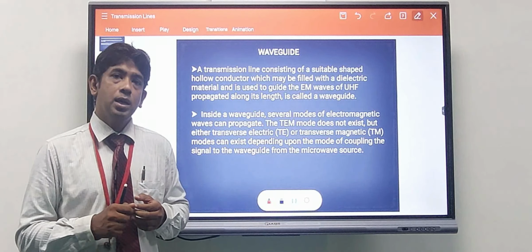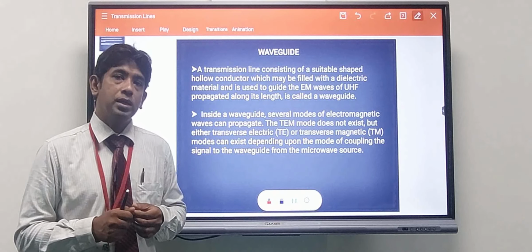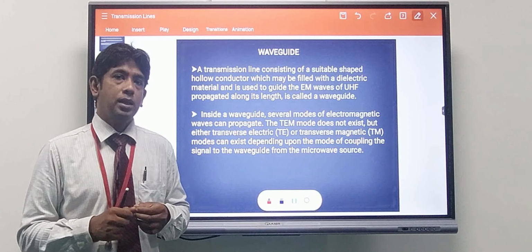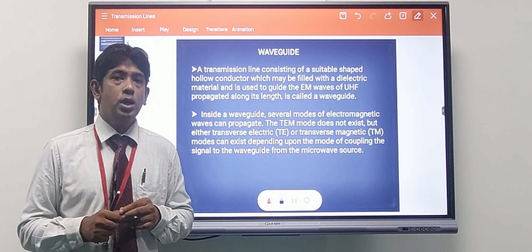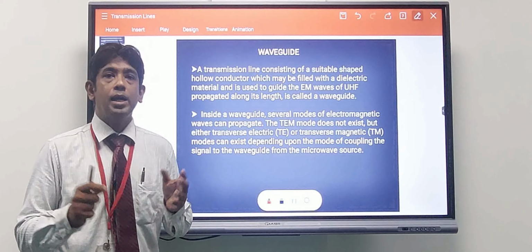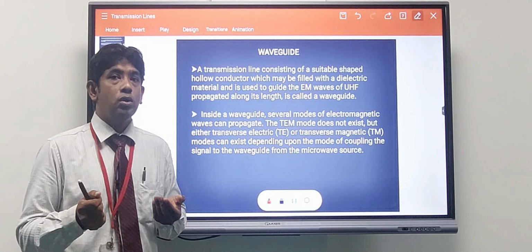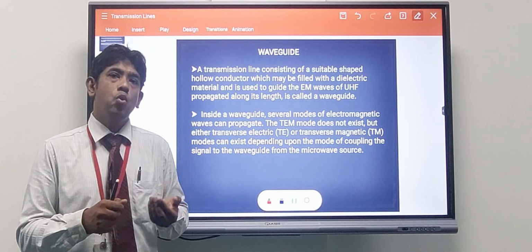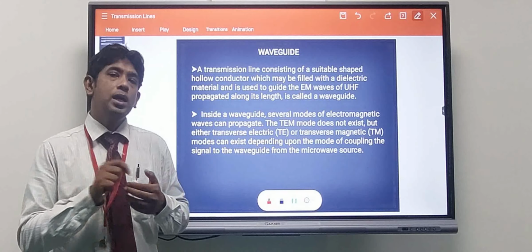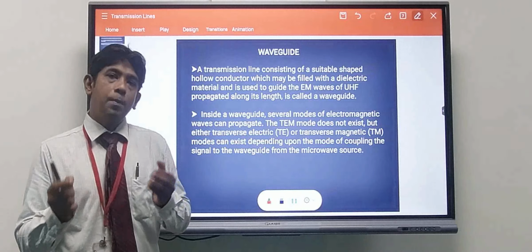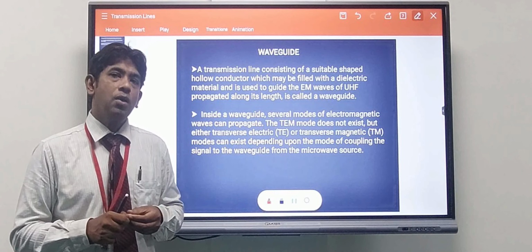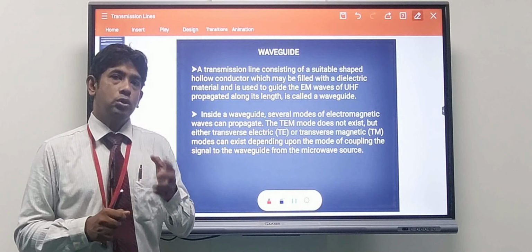Inside a waveguide, several modes of electromagnetic waves can propagate. The TEM mode does not exist, but either transverse electric, that is TE, or transverse magnetic, that is TM modes can exist depending upon the mode of coupling the signal to the waveguide from the microwave source.